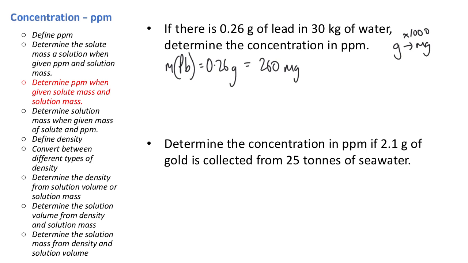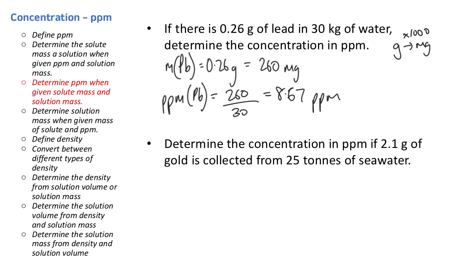Then we can solve for the parts per million. The parts per million of lead is 260 over the mass of the solution in kilograms, which is 30. That gives 8.67, or 8.6 recurring, parts per million. Nice and straightforward. There's going to be a lot of converting between different masses and things like that. Let's move on to the next one.